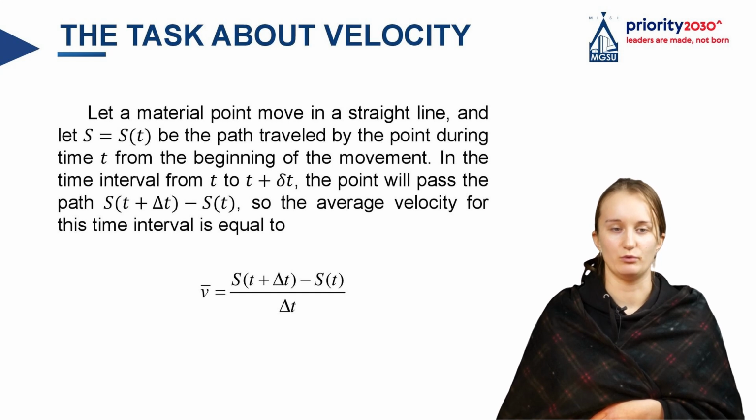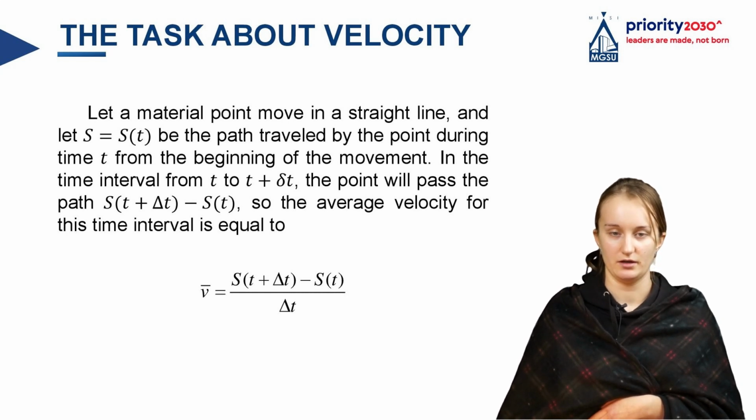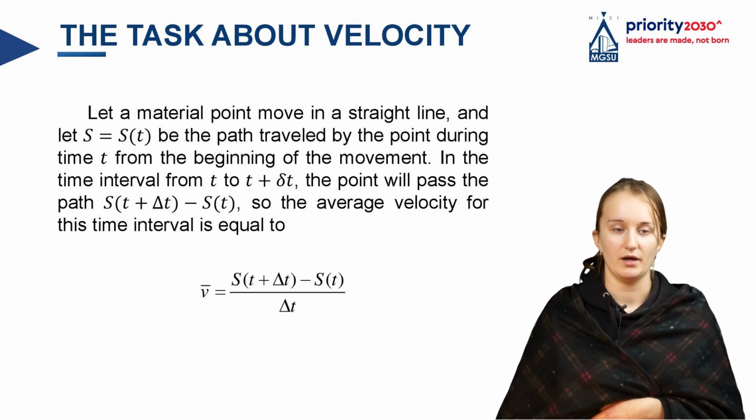Let a material point move in a straight line, and let s equals s of t be the path traveled by the point during time t, from the beginning of the movement. In the time interval from t to t plus delta t, the point will pass the path given by the shown formula. So the average velocity for this time interval is equal to the shown formula.